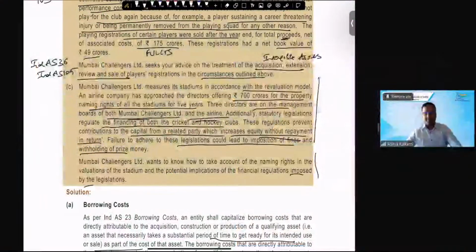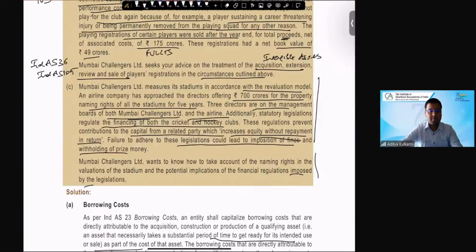Okay. All right. So coming back to part C of this question: Mumbai Challengers measures its stadium in accordance with the revaluation model. An airline has approached the directors offering 700 crores for the property naming rights of all the stadiums for 5 years.